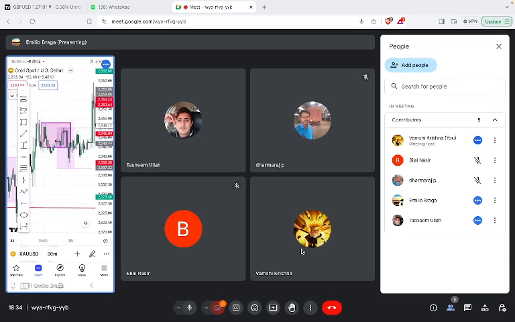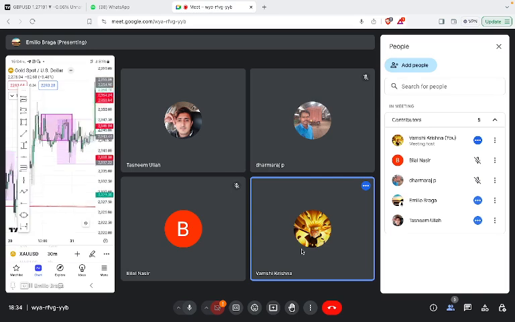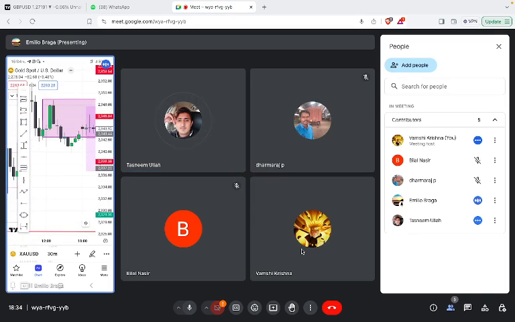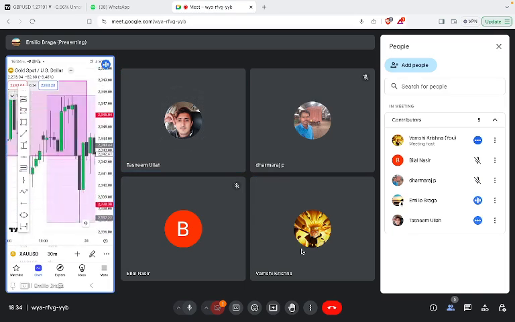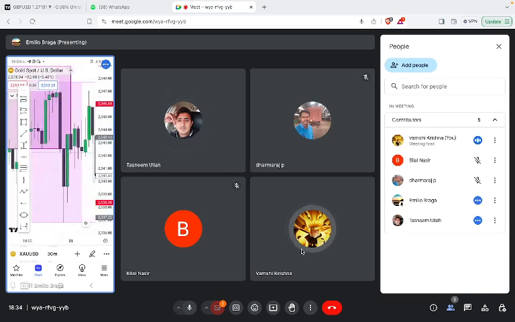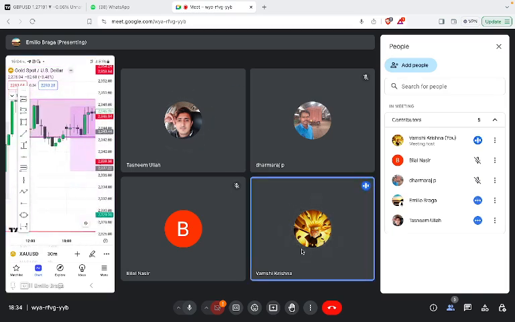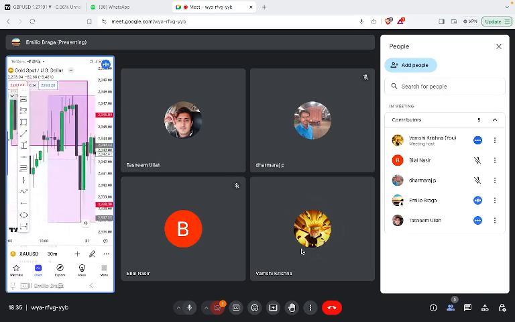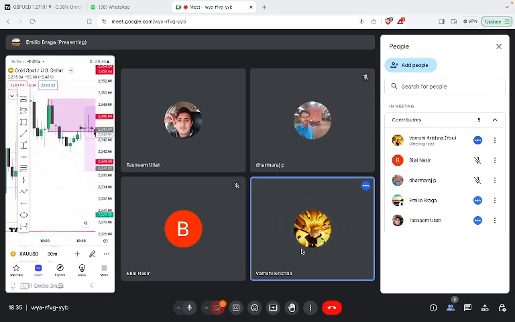Can you see it? Zoom in a bit. Here it's the engulfing cell. Meets engulfing cell. Yeah, but mark the engulfing cell properly. The marking should start from the green candle. Yeah, perfect. Right. Show me EB meets EB.